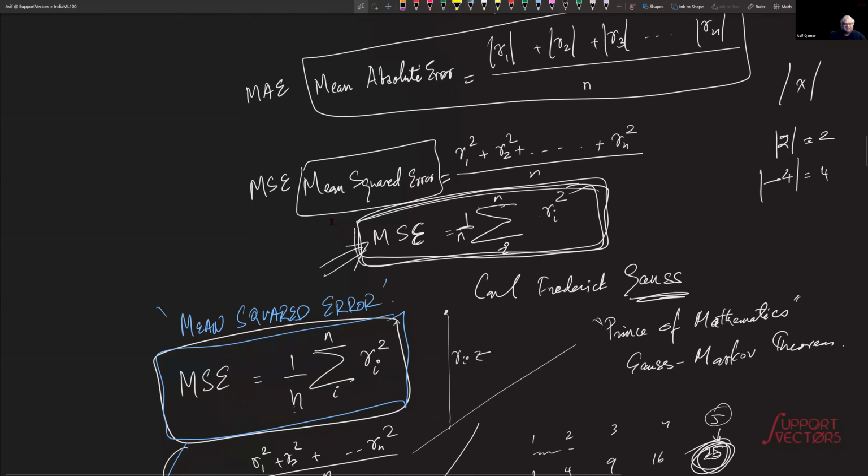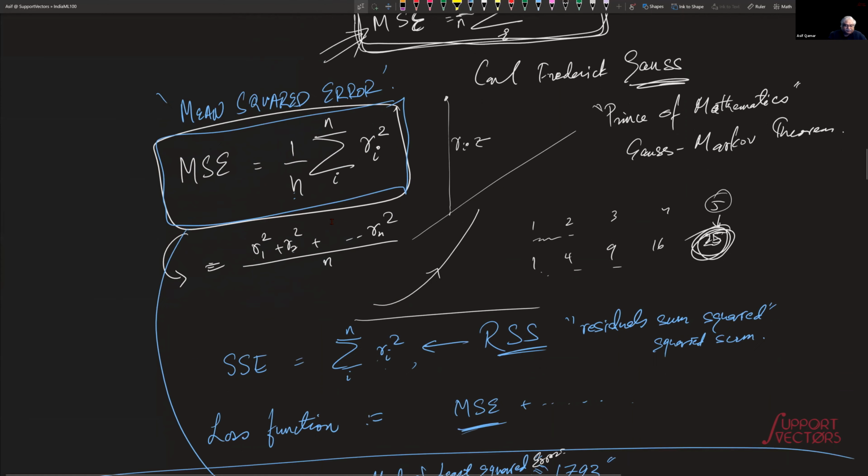And it turns out that Gauss and a bunch of other people managed to prove the Gauss-Markov theorem that of all of these situations, the MSE, the mean squared error, is the best. Right? It's the one you want to take.